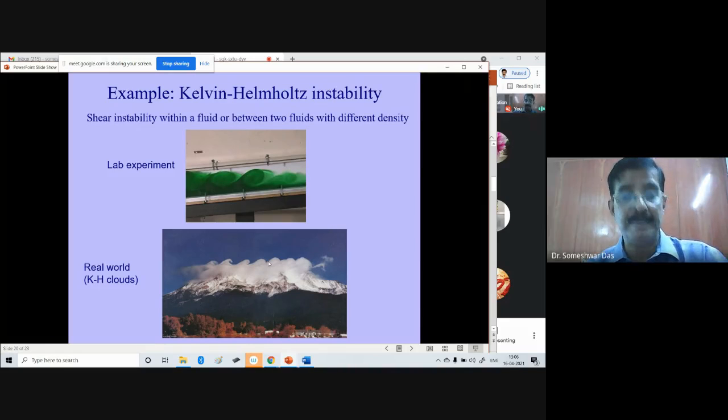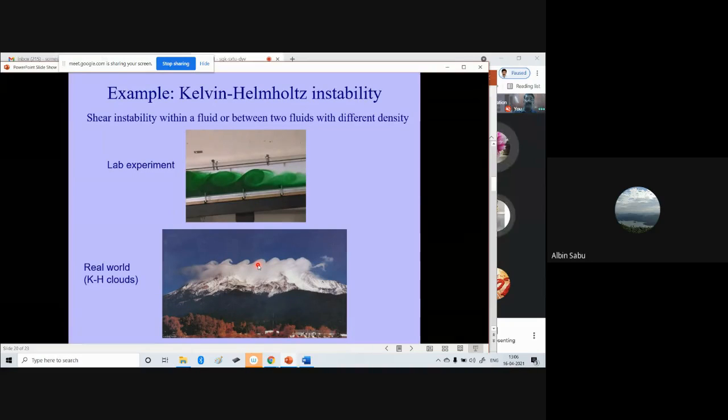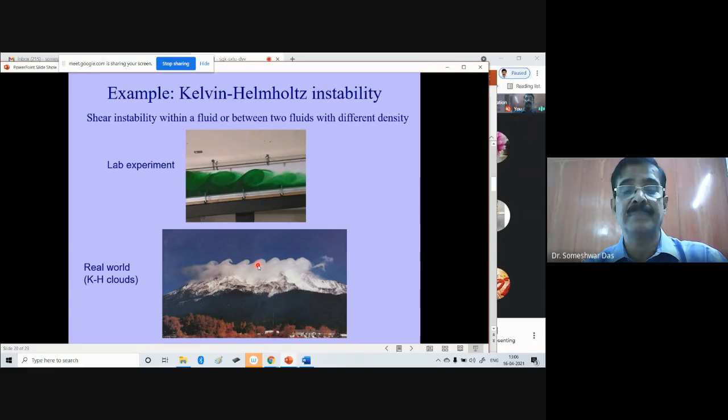Is this cloud pattern visible to you clearly? These clouds? Yes or no? Yes, sir. Yeah, wave-like clouds, right? This is looking like waves, okay?